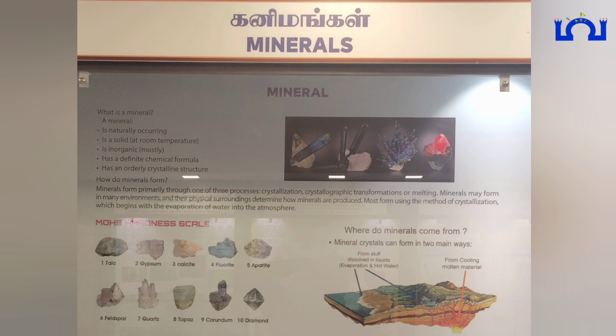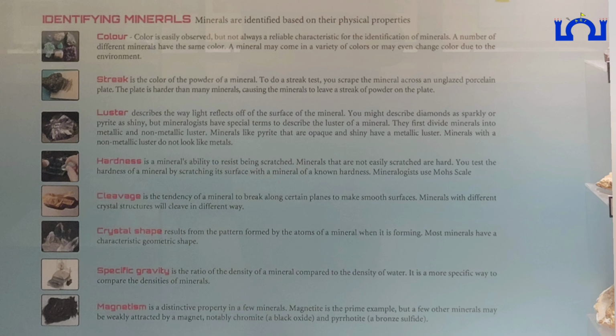Most form using the method of crystallization, which begins with evaporation of water into the atmosphere. And here is how to identify a mineral and its physical properties. Minerals can be identified by their color, and a strict test can be done on an unglazed porcelain plate. The plate is harder than any mineral, so scraping the mineral on it causes the mineral to leave a streak of powder on the plate.